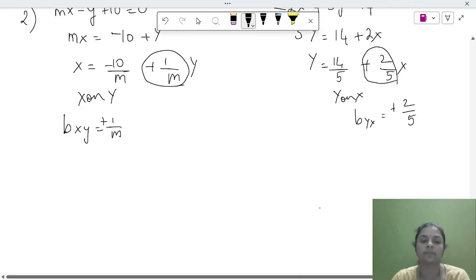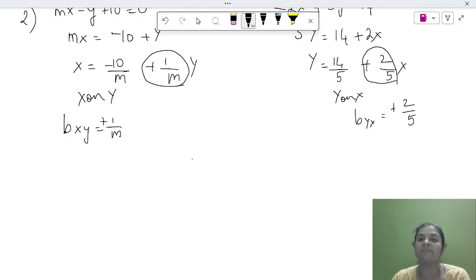Ma'am? Yes, ma'am. In the same way, here mx comes to y, but we don't know the value of m. Because we don't know the value of m, that is the problem here. m can be any value, right? Yes, ma'am. So that is why I am using this equation first.